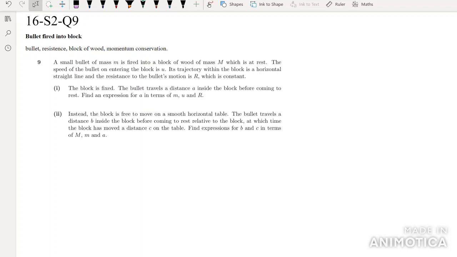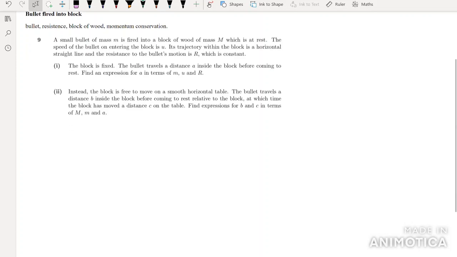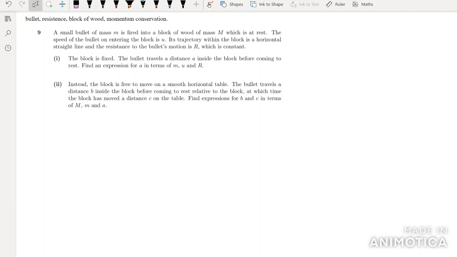This video is just going to be my approach to solving it, and the most important thing you can take from this video is not the actual method I use for solving it, but more what it is I did that allowed me to know what to do and not get confused and mixed up, because it's a very unstructured question. So if we have a look at this question, it says a small bullet of mass M is fired into a block of wood of mass big M.